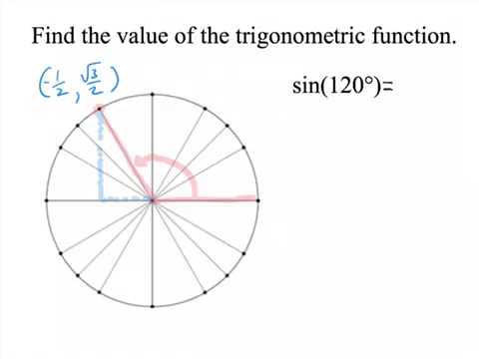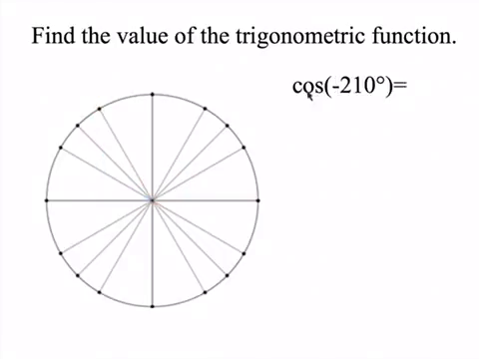Now, here's the thing. When we talk about sine, aren't we asking for the y value of this coordinate? So isn't that the y value? So what is sine 120? It's square root 3 over 2. It's that number right there. Done.